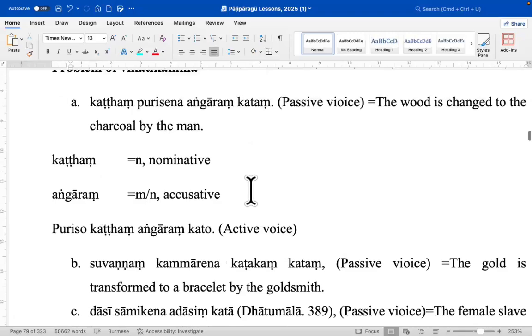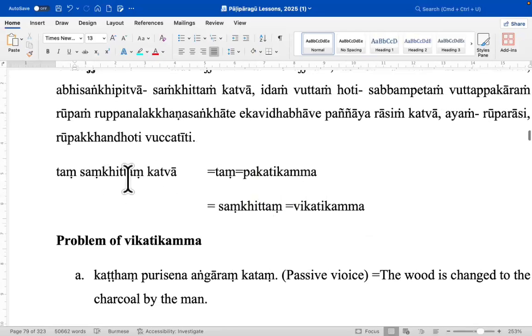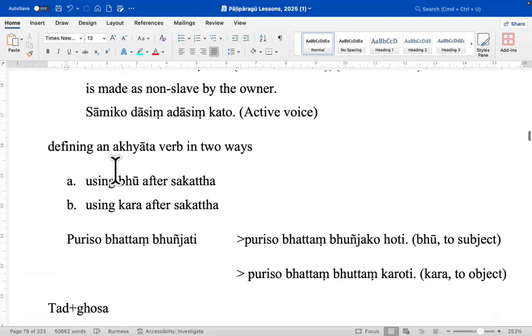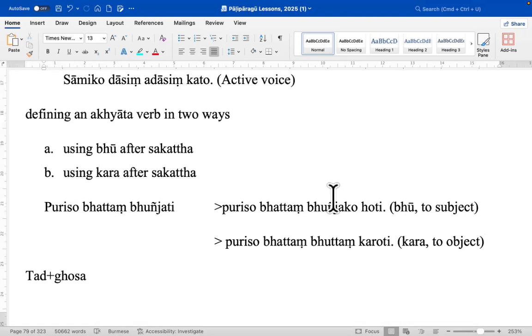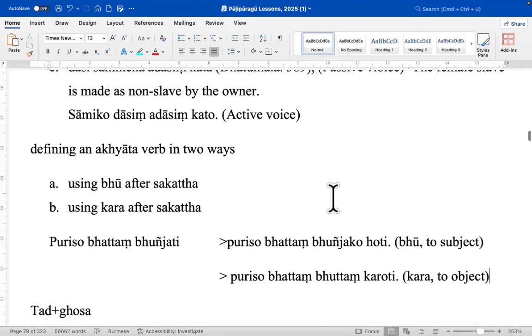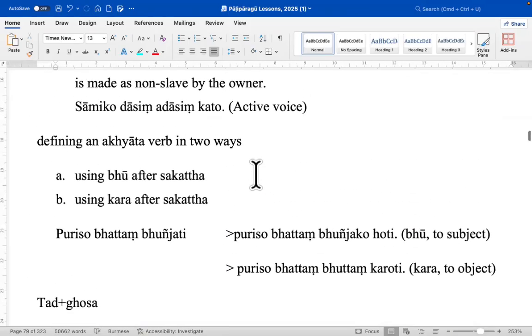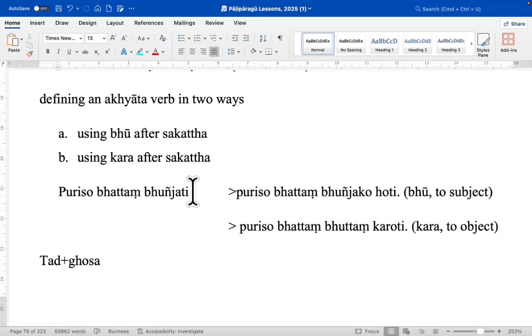Taṃ saṅkhittaṃ katvā, after making that word summarized. So later, this is only one example and we will give you more examples. In this case, sakammaka and akammaka we also need to know. So the verb bhuñjati is sakammaka.